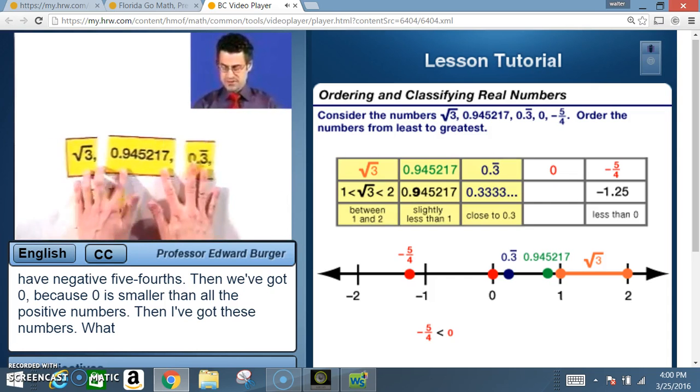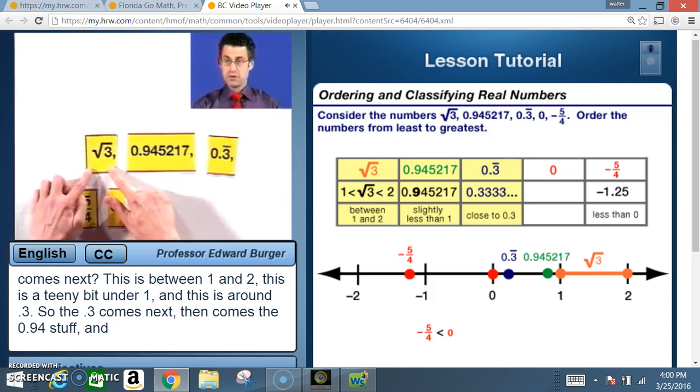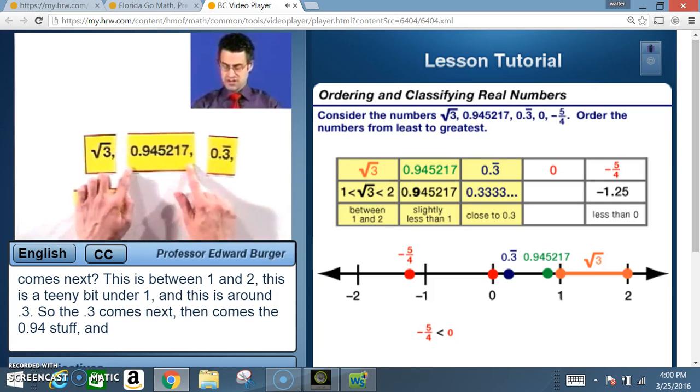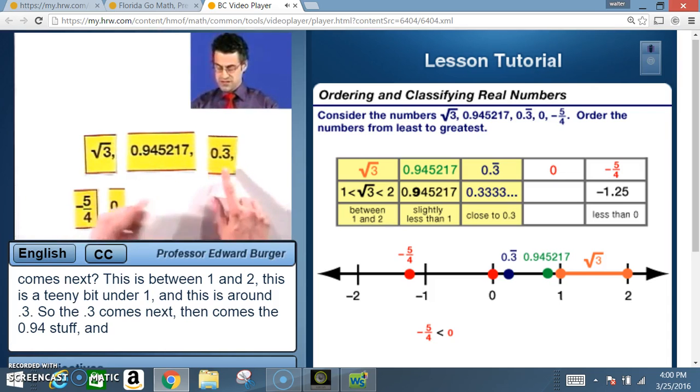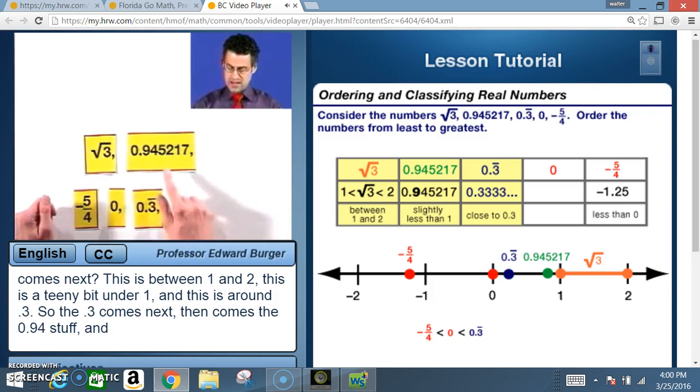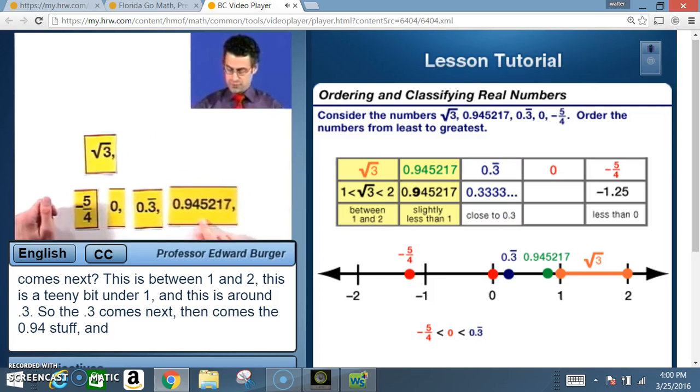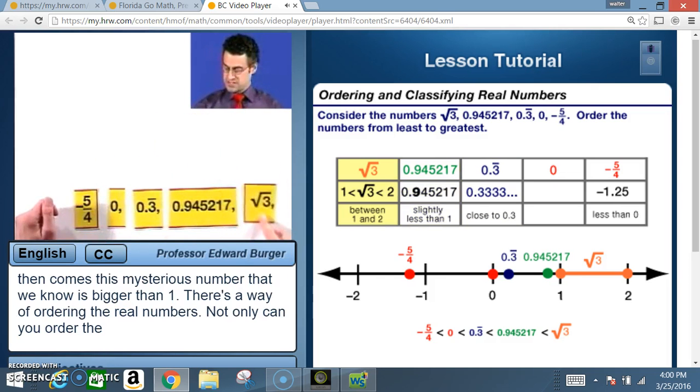And then I've got these numbers. Now, what comes next? Well, this is between 1 and 2. This is just a little teeny bit under 1, and this is around 0.3. So the 0.3 comes next. Then comes the 0.94 stuff, and then comes this mysterious number that we know is bigger than 1. So there's a way of ordering the real numbers.